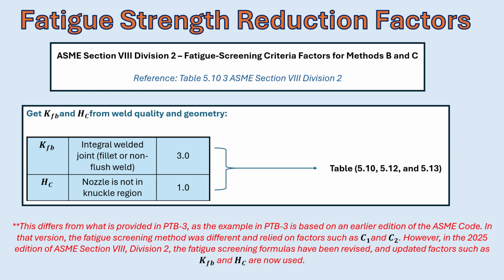I'll show you in the next slide what is the use of these factors and how we're going to use these factors in our approach. One point to note is that this differs from what is provided in PTB-3. PTB-3 is based on an earlier edition of the ASME Code. In that version, the fatigue screening method was different and relied on factors such as C1 and C2. However, in the 2025 edition of ASME Section VIII Div 2, the fatigue screening formulas have been revised and updated. Factors such as Kfb and Sc are now used. So I wanted to have this as updated as possible.